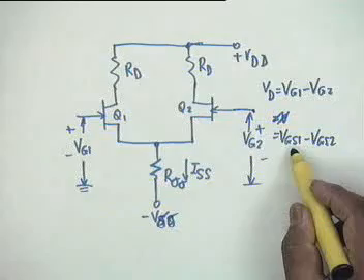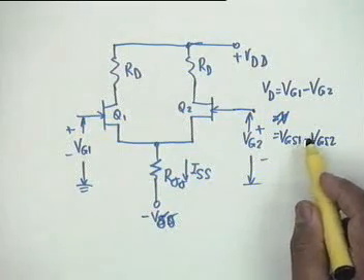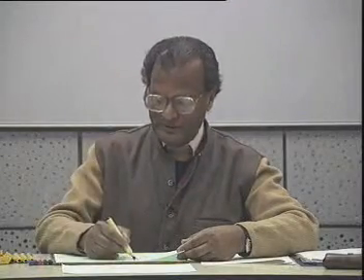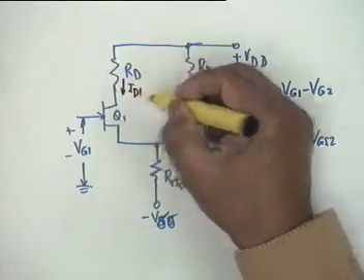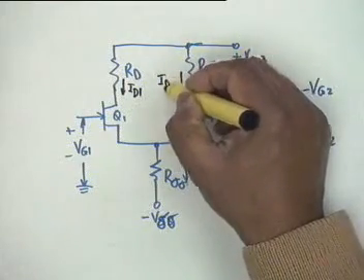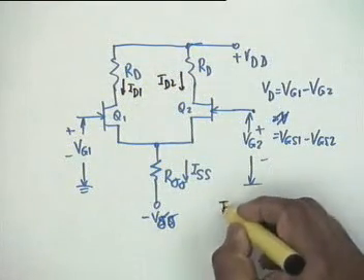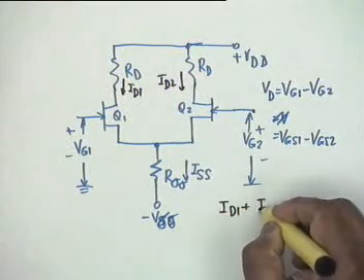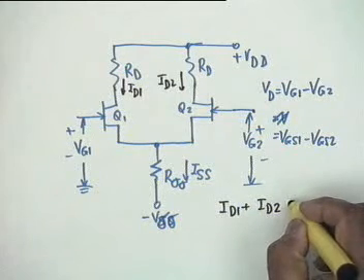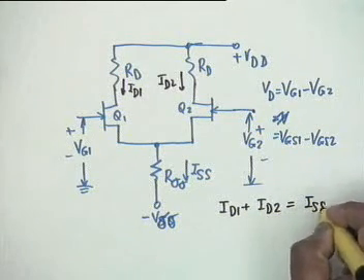Our purpose now shall be to express VGS in terms of I sub D, because we want to calculate these two currents, I sub D1 and I sub D2. Obviously, one of the relations is that I sub D1 plus I sub D2 would be equal to ISS. There are no gate currents at all, and therefore this is an exact relationship.